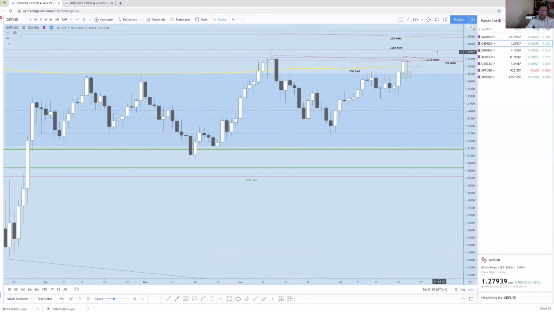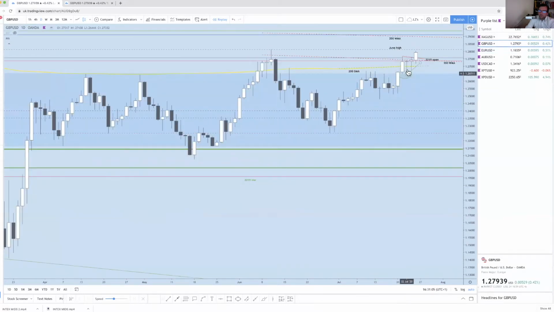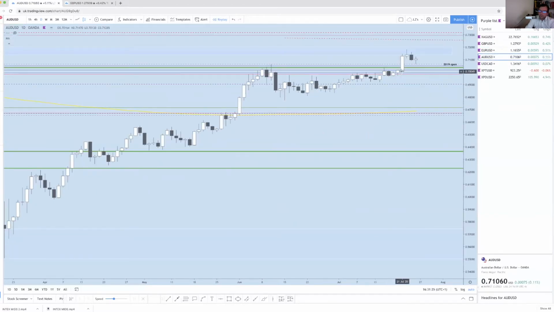And having a little look around the market, let's look at what Euro USD did. So if we think, where are we here on this 2019 open? We are 22nd of July. So on the 22nd of July here, we have already broken out on Euro USD above the 2019 open. Decent little breakout there. Let's look at AUD USD. So on the 21st, AUD USD broke out of the 2019 open and broke higher.